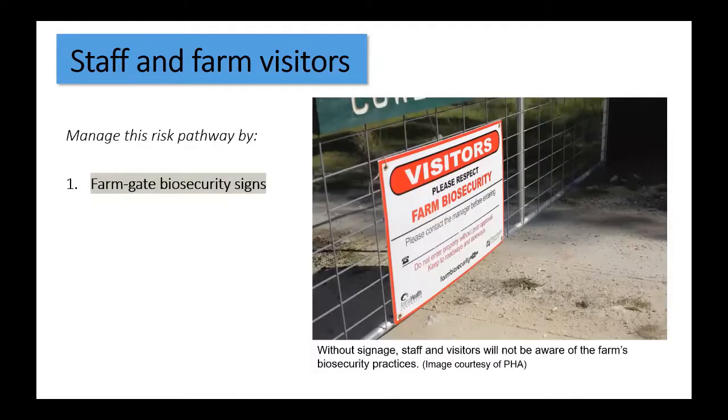So the good news is though that you can manage this pathway. So first, having a biosecurity gate sign lets you inform visitors and staff that there are biosecurity measures in place and lets visitors know who to contact if they want to enter the farm.